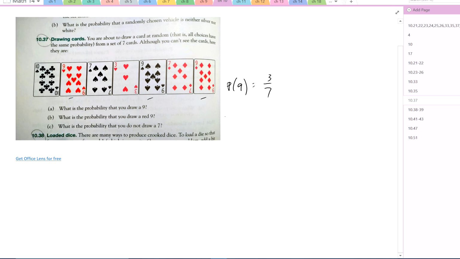Right? Probability of drawing a red 9. Well, of the 7 cards, how many are red 9s? 2 out of 7.